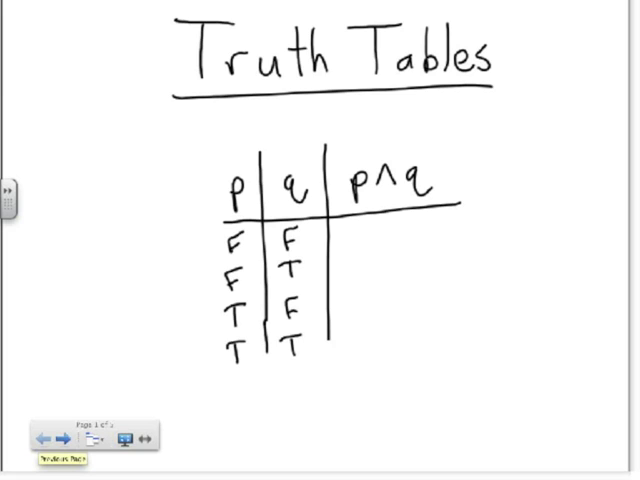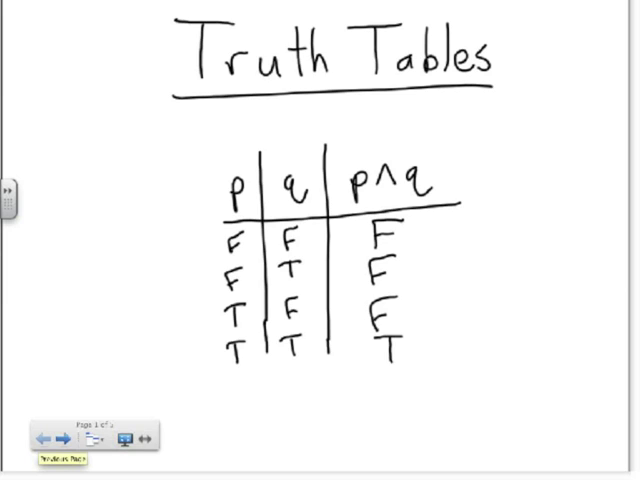Now we know that for the AND operator, the only time it is true is when both P and Q are true, which is right here. Other than that, it will be false. So we can look at this and say that it is false for everything else.